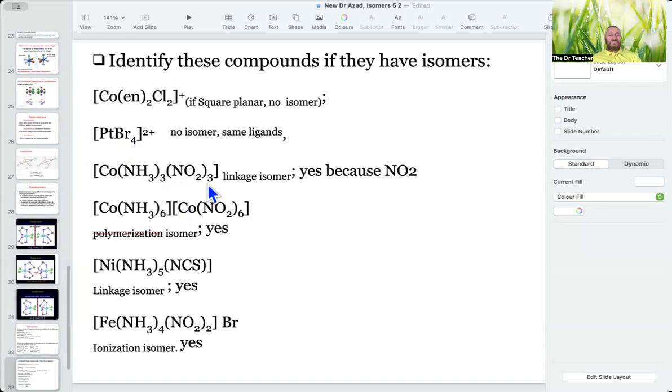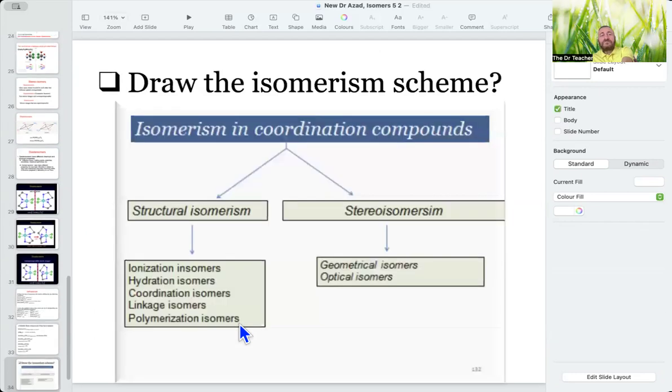Here you have NO2, so it is ONO or NO2. It's linkage isomerism. And here you have polarization isomerism, there is a polarity. Here there is linkage as well, because of the N side, and you have ionization because of the bromine. So this as well could come as a question: draw the isomerism scheme.